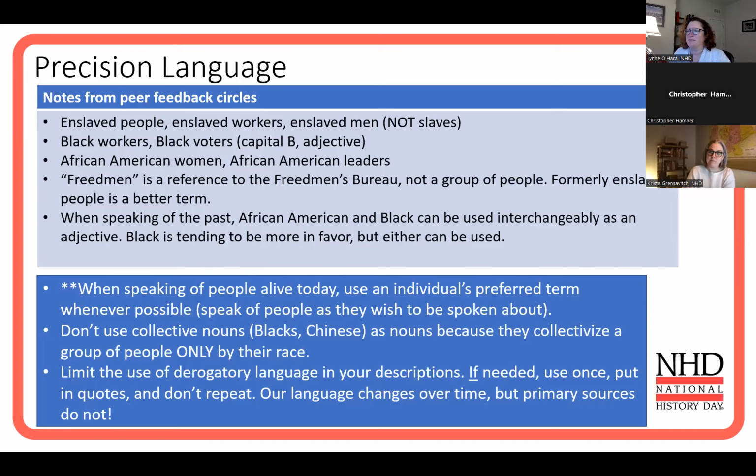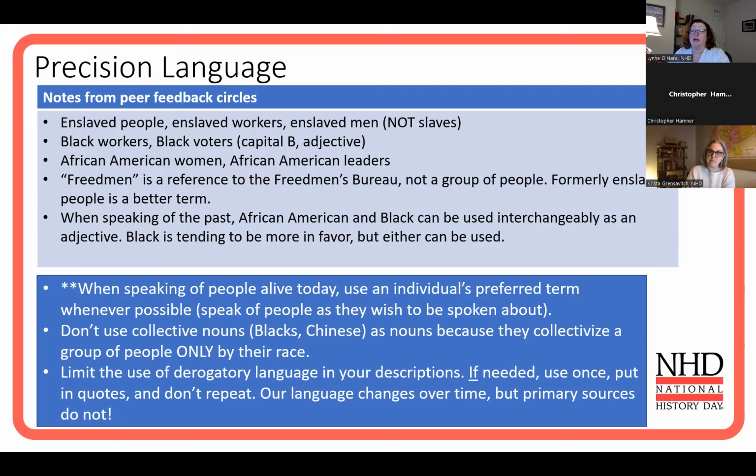One thing that comes out sometimes is the reference to the term freedman. It's important that that's a reference to the Freedmen's Bureau, not a group of people. Another shift that's happening more and more is the question of whether to describe people as, let's say, African American men versus Black men, and that's a trend that's continuing to be discussed. In the past, it could be a 50-50 split. Black is tending to be a little more in favor right now, but either can be used. It's important, though, that we're doing things in a respectful way.